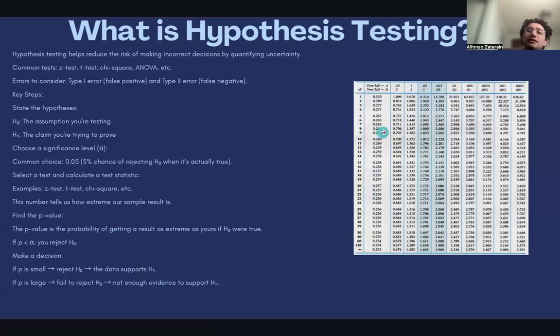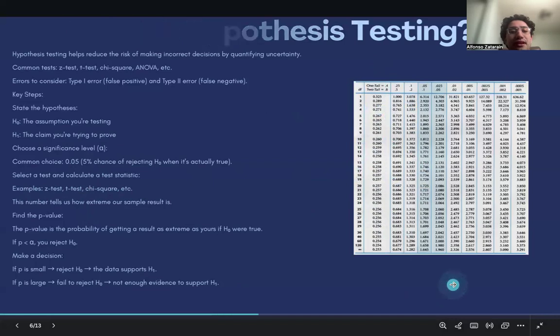Here I placed, I believe, a t-table from one of the examples I gave you. We have the z-test, the t-test, and the chi-squared, and here it's a t-test. Well, not a t-test, a t-table.